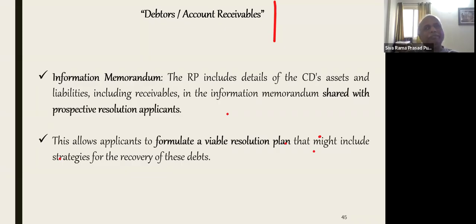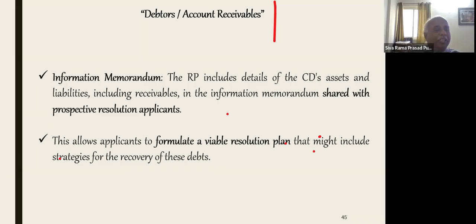Information memoranda. The RP includes the details of the CD's assets and liabilities, including receivables. Receivables means not 1 lakh or 2 lakhs, but crores of rupees. Whenever the company is doing business, credit sales out of the total sales or turnover are 60 to 80%. 20% may be cash sales.